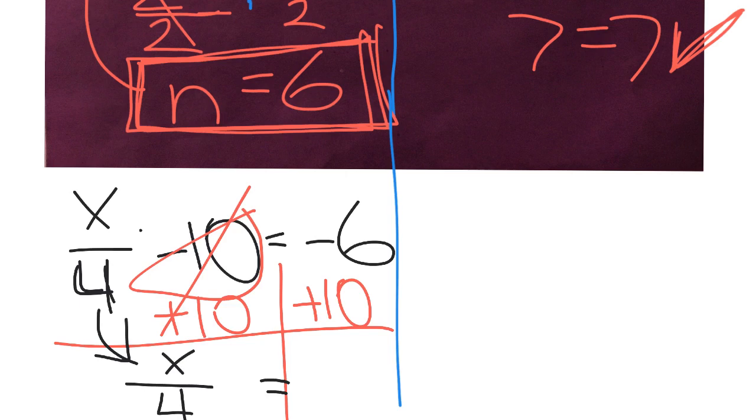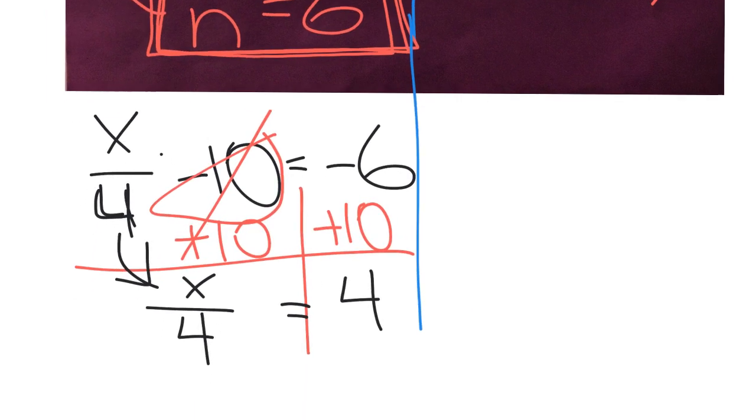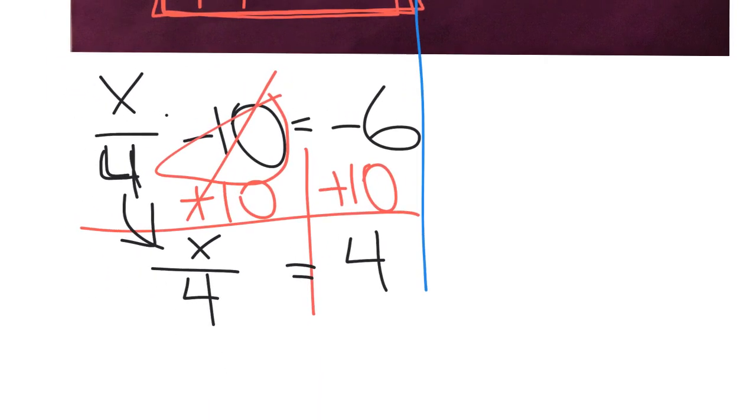Same sign add, different sign subtract. So 10 take away 6 is 4, and I keep the sign of the bigger number, so it's a positive 4. Now I'm not done yet because I have my second step to do. I read this as x divided by 4. The opposite of divided by 4 is times 4, so that gets rid of that. If I do times 4 on the left, I need to do times 4 on the right. So we have x equals 16.